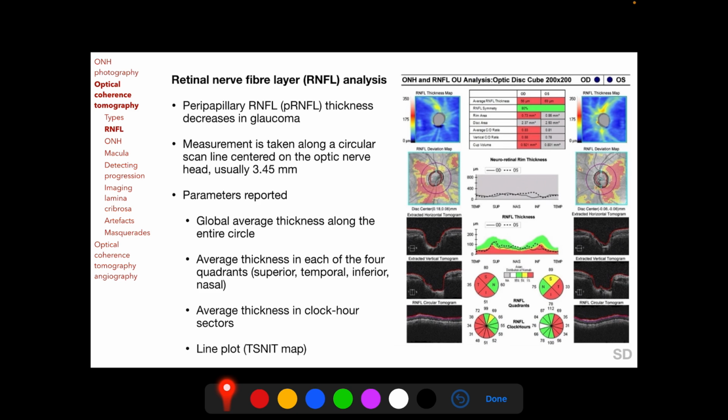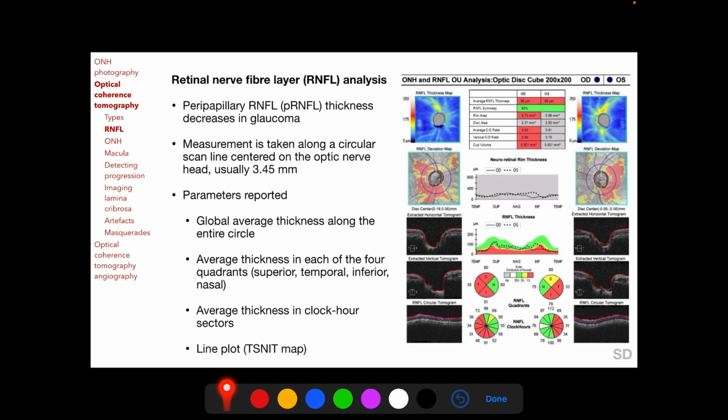The average RNFL thickness in each of the four quadrants, superior, inferior, nasal and temporal, are given in these circular figures for the right eye and the left eye, and the average thickness of the RNFL in each of the 12 clock hour sectors are given in these figures.